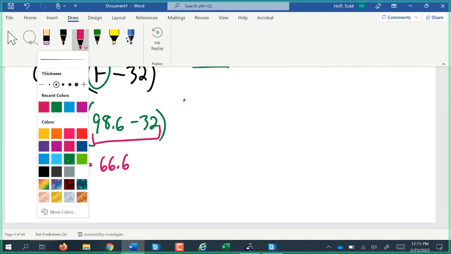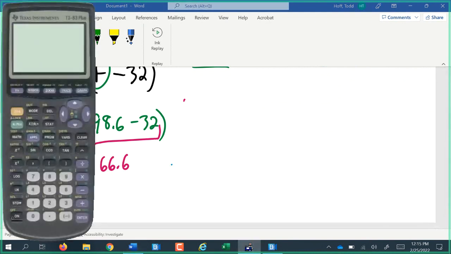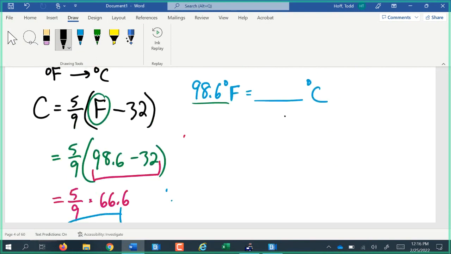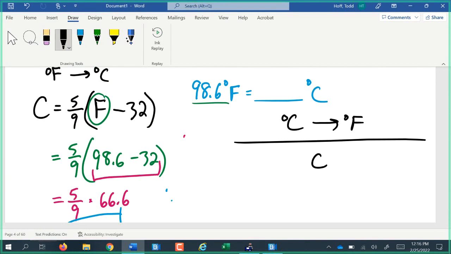5/9 times 66.6. Now, if you're going to do this on your calculator, you don't have to actually use the fraction 5/9. You can just do 5 divided by 9 times 66.6, which will give us 37 degrees. That's 37 degrees Celsius for that temperature. If I want to convert from degrees Celsius into degrees Fahrenheit, my formula there is I take my Celsius temperature and multiply by not 5/9, but 9/5, because I'm going the other direction. It'll be the reciprocal of that conversion factor. Then I have to add that 32-degree difference for the difference in 0 points.